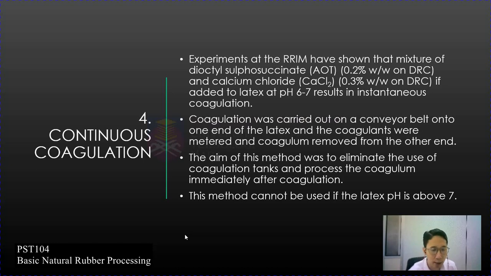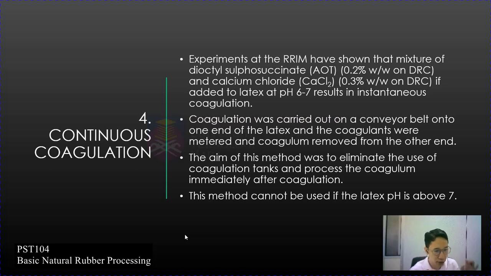So apa yang berlaku bila awak buat macam proses ni, you will eliminate the use of the coagulation tank. So tak perlu banyak tank untuk coagulation process, etc. So the proses itu berterusan. Okay, berterusan. So letak terus di-coagulate. Okay, tak perlu tunggu masa yang lama. Okay, tetapi dia ada limitation, which is latex yang pH dia melebihi 7.